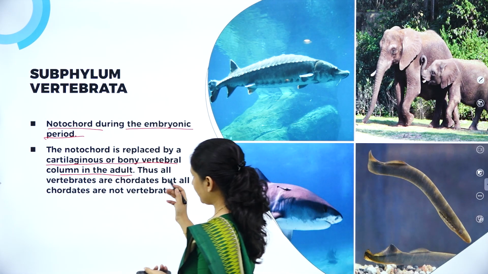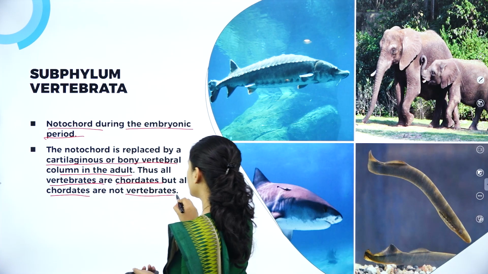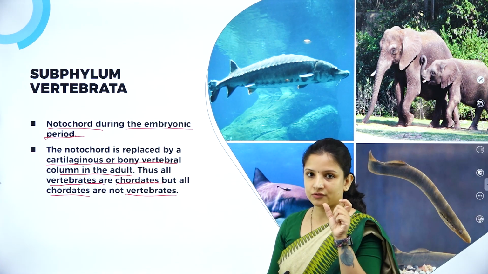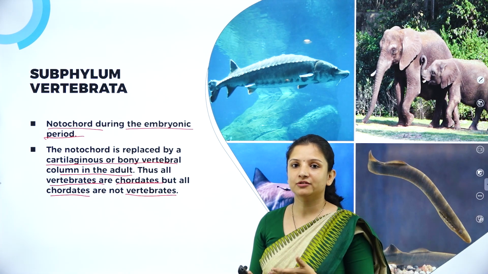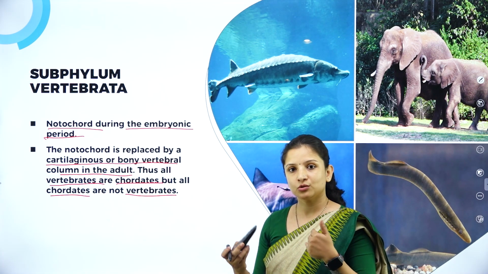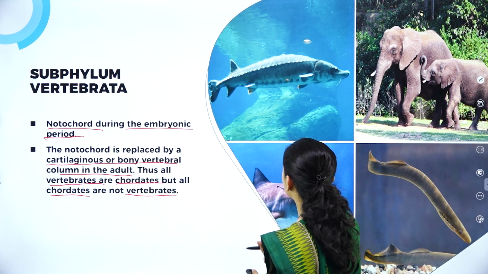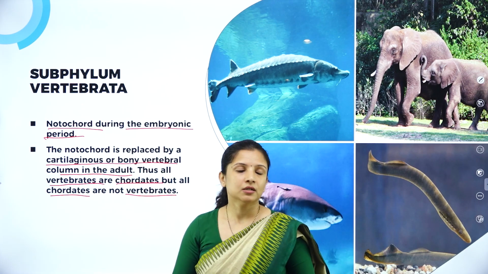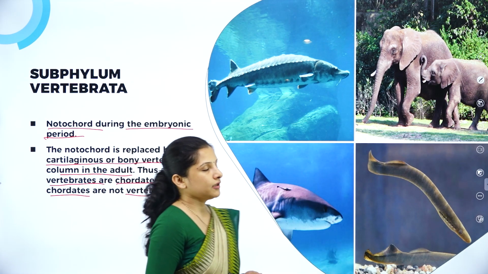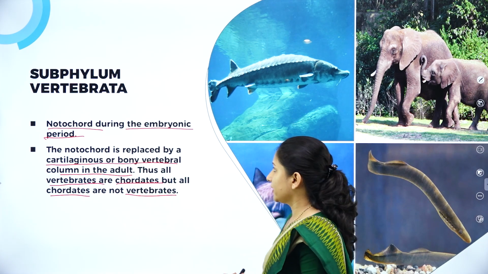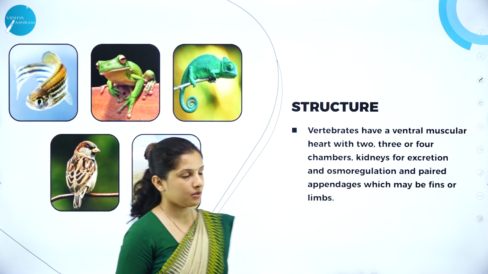Therefore, all the vertebrates are chordates, but all chordates are not vertebrates. Why? Because for a certain period of time they have a notochord, which will later on get replaced by a cartilaginous or bony vertebral column. These are some of the vertebrates: the shark, the elephant, the whale. So these are some of the examples of vertebrata.